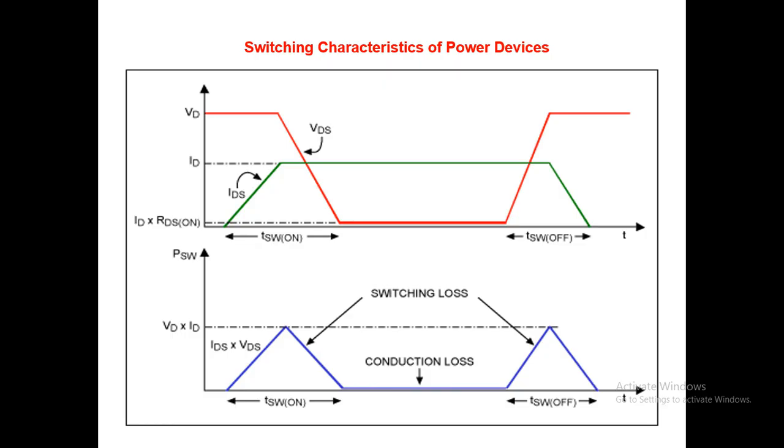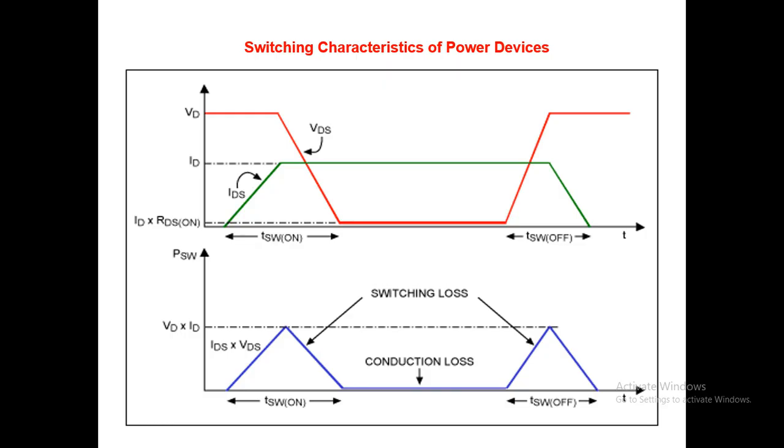And after some time we apply a gate signal, and the device gets turned on. In ideal cases, the voltage across the device suddenly comes to zero, and the current flowing through the device suddenly increases to the rated value ID. But in practical cases, it will take some switching time, for the rise of current from zero to the maximum value, and for the fall of voltage from the maximum value to the minimum value.